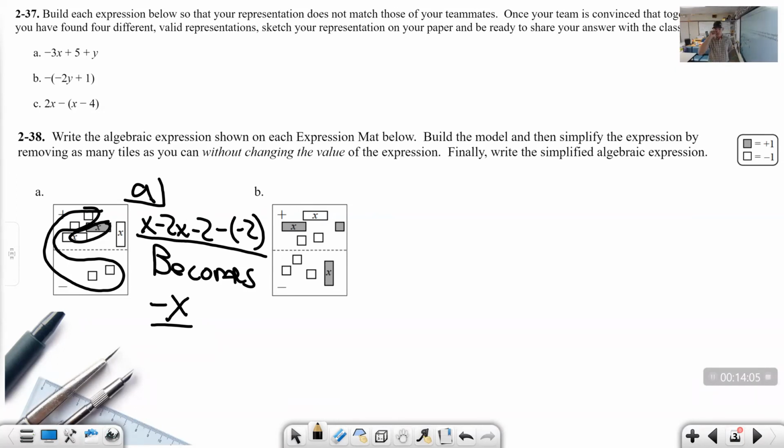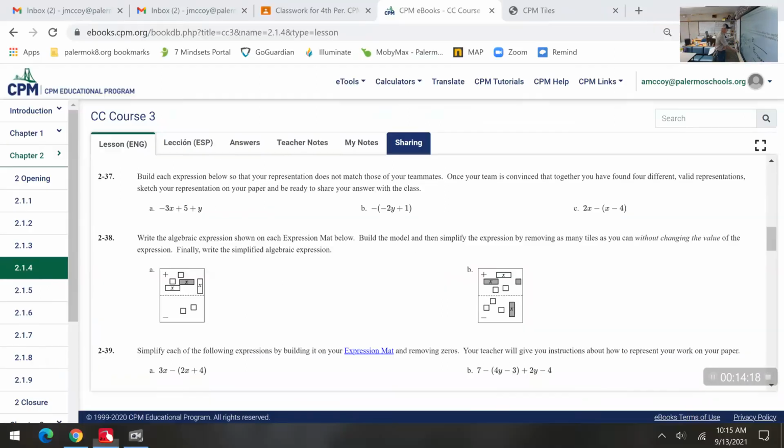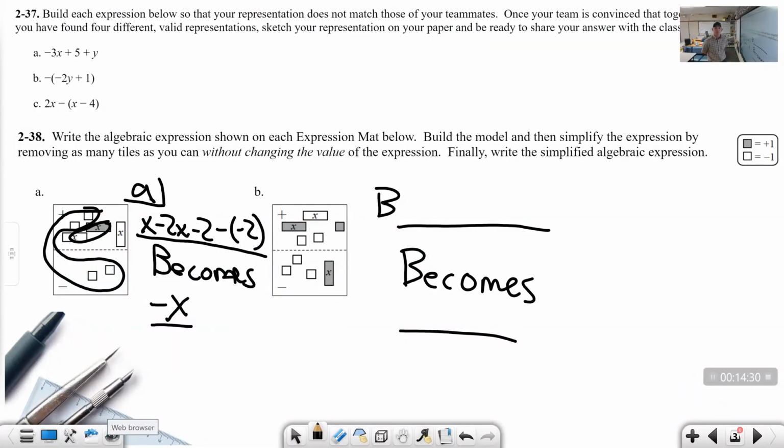So here's what I want you to do in letter B. On your own, you're going to write letter B. You're going to write the expression. Then you're going to say it becomes blank. Now, if you need to build it or look at it, you can build it here in CPM. You can move it around. That would be fine. Or if you want to just look at this one, pause the video, look at it, imagine it, cross it off, and write what it becomes. Pause the video to finish.